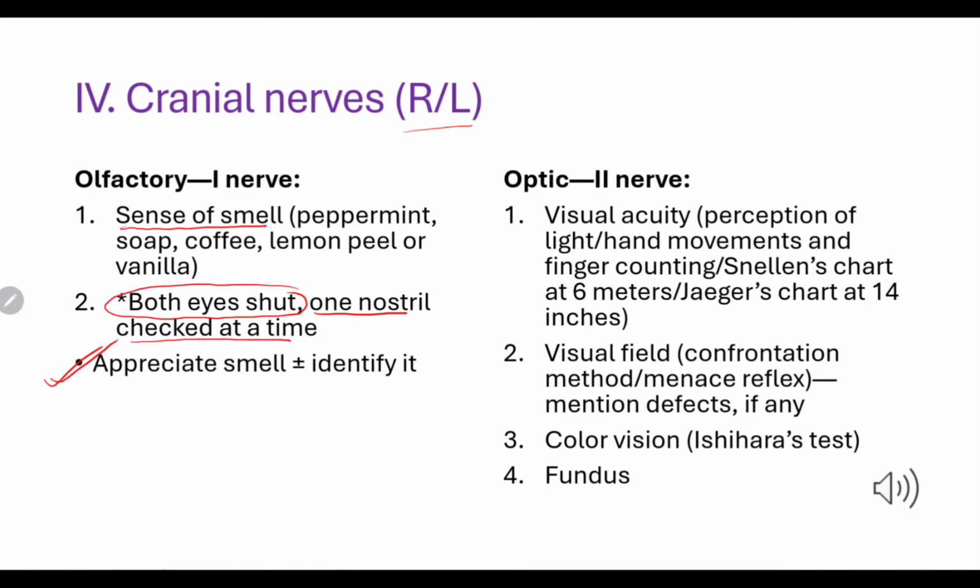Cranial nerve 2 is the optic nerve, and its proforma contains 4 steps. Visual acuity using Snellen's or Hager's charts, visual fields via the confrontation method or Marcus Gunn's reflex, color vision with Ishihara plates, and finally direct visualization via fundoscopy. This is a structural protocol for the visual pathway.